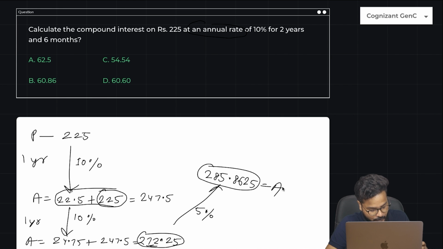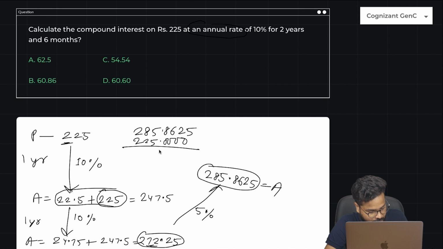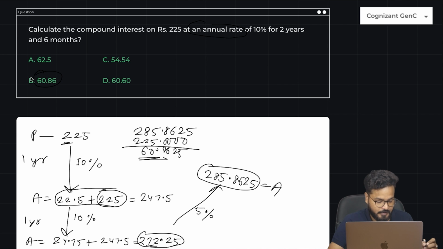If this is the final amount, guys, what is the compound interest? That is what your question is. So this minus the initial amount, which is 225.0000, which is nothing but 60.8625. So 60.86 is my answer, right?